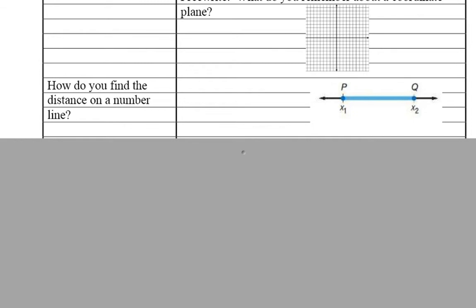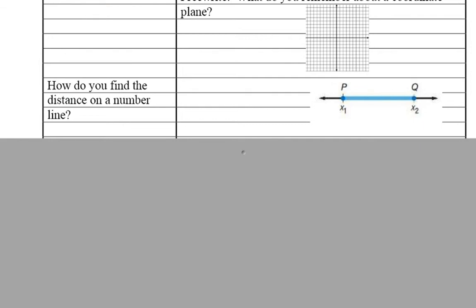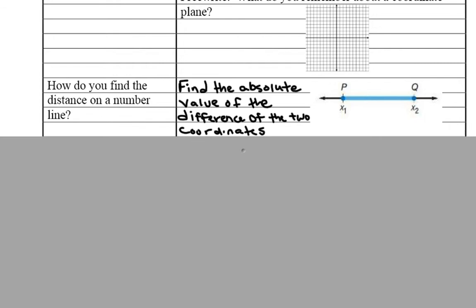Okay, important thing to remember about distance is that it's not going to ever be a negative value. So if I ask you to find the distance of a line segment, you should never give me a negative value. That having been said, when we're looking for the distance on a number line, we're going to find the difference between the coordinates and take the absolute value of that.